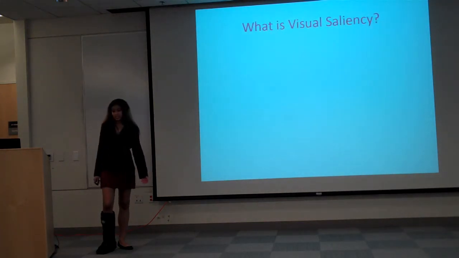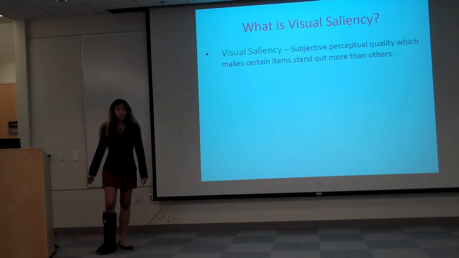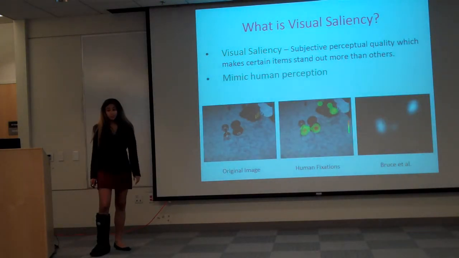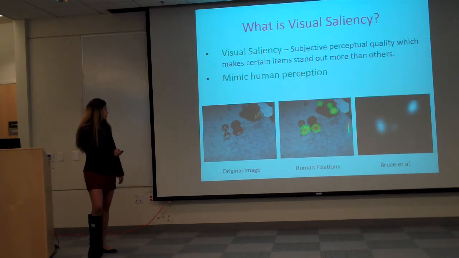So what is visual saliency anyhow? It's what makes certain parts of an image stand out more than others. So basically, it's what people find important in an image. And it's important to study visual saliency because it's a way so that a computer would be able to mimic human perception. So you can see here, this is an original image, and this is a human fixation map.